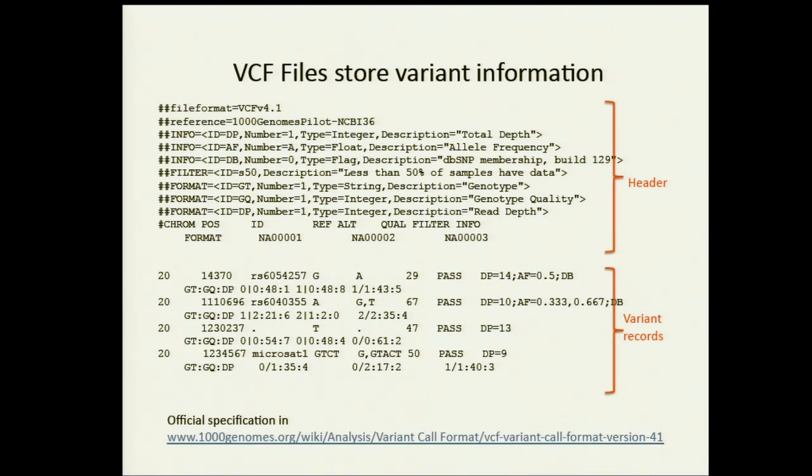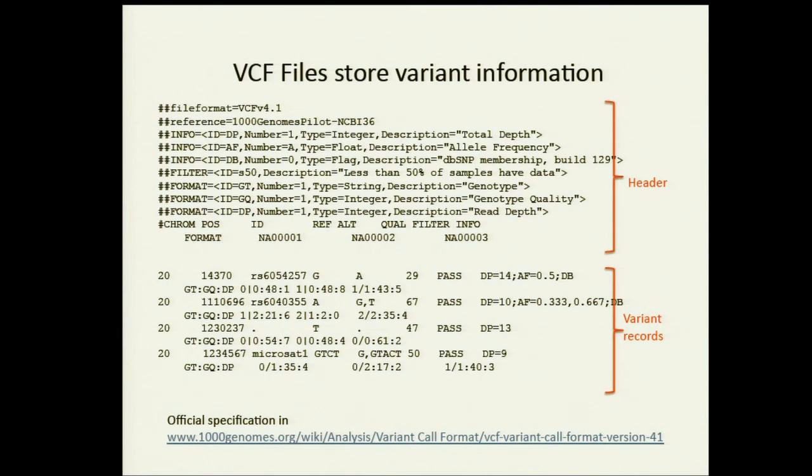And then you have the INFO. INFO is some metadata about the position, not per sample, but overall for the position. So DP, for example, is the depth: there were 14 reads at this position. The AF is the allele frequency. It says that of all the samples I saw, half of them, 0.5, had the A allele over the G. And there are other fields, too.